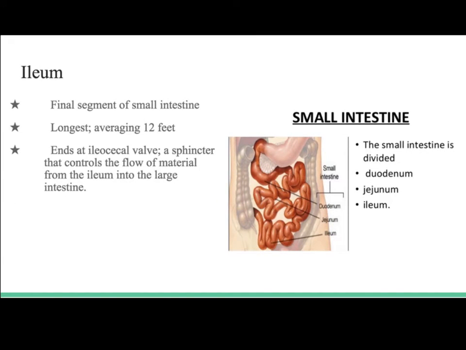Finally, we enter the ileum. That is our last section of the small intestine, as you can see here before we get into the colon. It is the longest. So we said that this was 10 inches, so this is 8 feet. This is actually 12 feet. And it ends in something called an ileocecal valve, which is basically a sphincter that controls the flow of material from the ileum into the large intestine. You do not want it to just be constantly dumping in there.